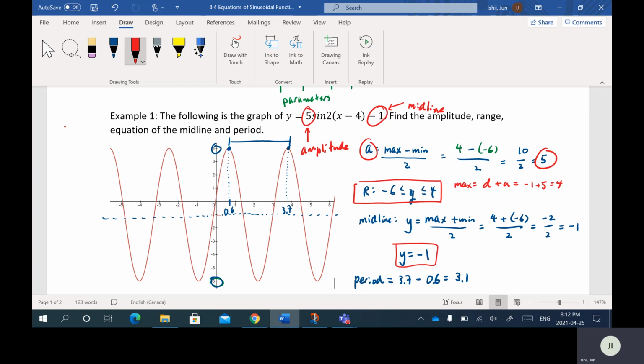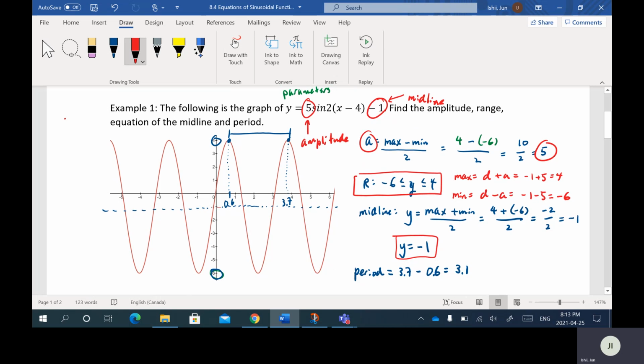Similarly, to find the minimum, I can start at the center, which is this number back here, and this time subtract a. So if I take -1 and subtract 5, that should give me the minimum, which in this case is -6. So we can find the range as long as we know the midline and the amplitude. Again, the midline plus the amplitude and the midline minus the amplitude will give us our maximum and minimum values.